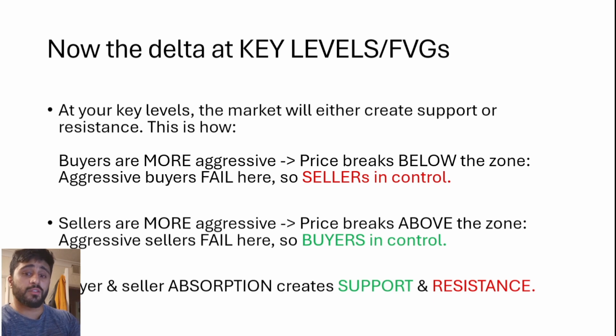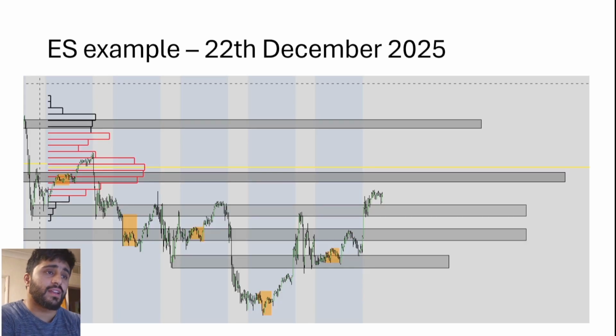So when buyers get absorbed, that means we're at a resistance. When sellers get absorbed, i.e. they don't win, buyers are in control. And that's the basics of key levels and order flow. So we're going to be giving another example.